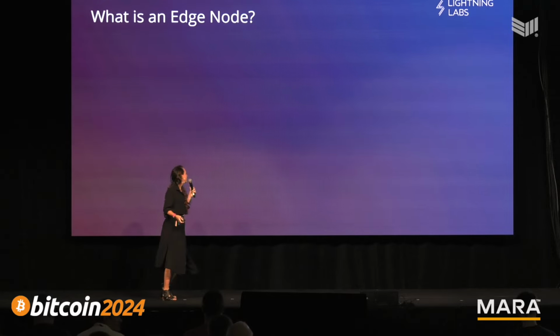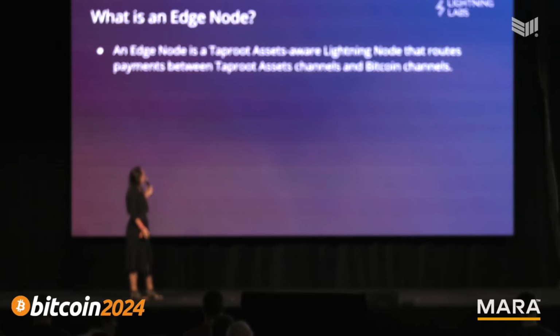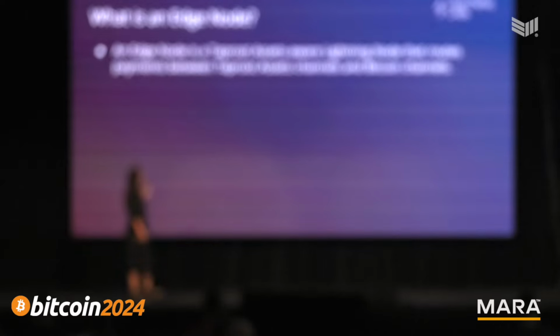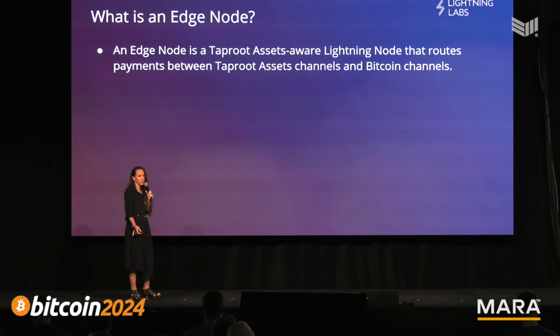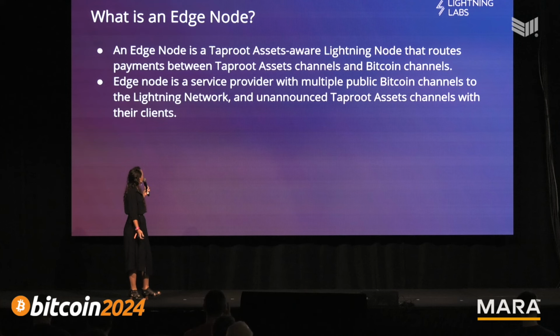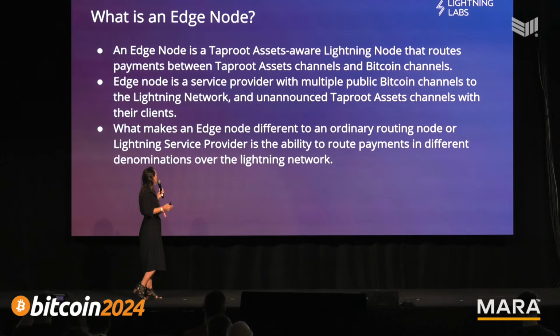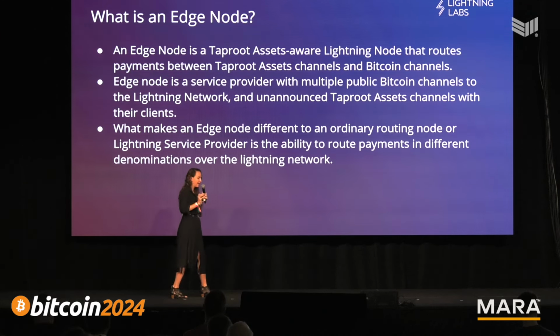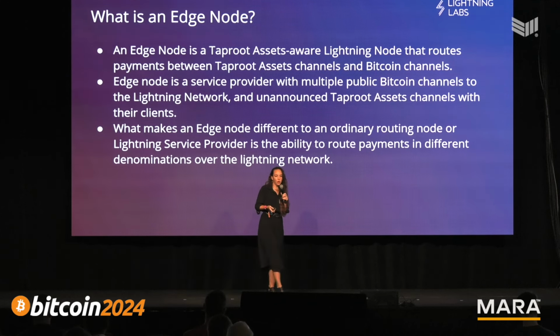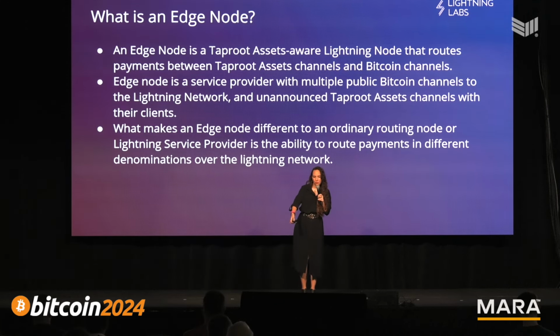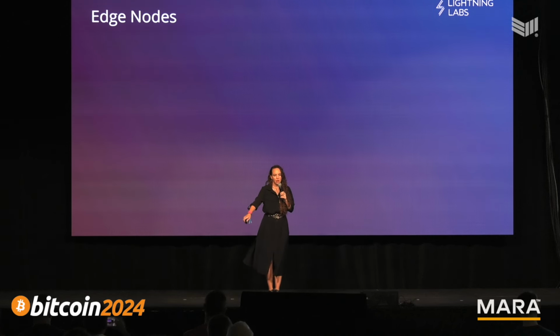All right, one more time, we'll read some slides. An edge node is a Taproot Asset aware Lightning node that routes payments between Taproot Asset channels and Bitcoin channels, right? An edge node is a service provider with multiple public Bitcoin channels to the Lightning Network and unannounced Taproot Asset channels with their clients. What makes an edge node different to an ordinary routing node or Lightning service provider is the ability to route payments in different denominations over the Lightning Network. Cool. All right, so that's a lot, and then we'll go back to a picture and talk through what that looks like there. First, in just a second, we'll play a video here.